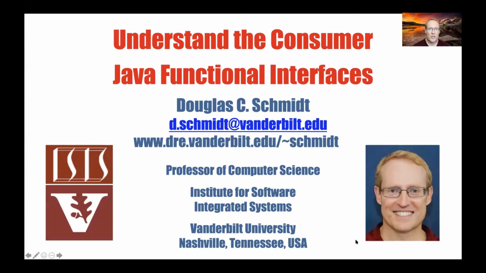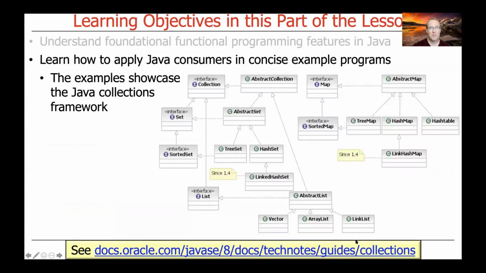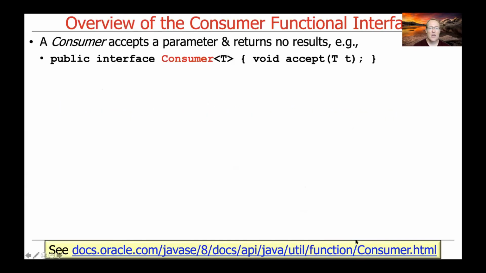So the last example we're going to talk about today is going to be the consumer Java functional interface. And as before, we'll show this in the context of our Java collections framework. The consumer, as I mentioned before, is kind of the inverse of the supplier. Suppliers take no parameters, return a value. Consumers take a parameter and return no value. So you can kind of think of those things as being at the other end of the spectrum.